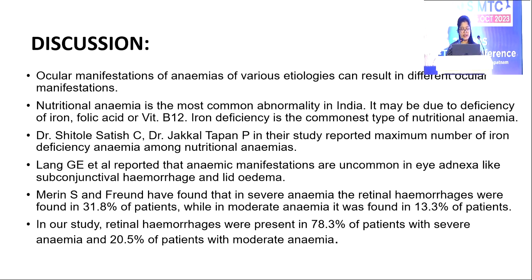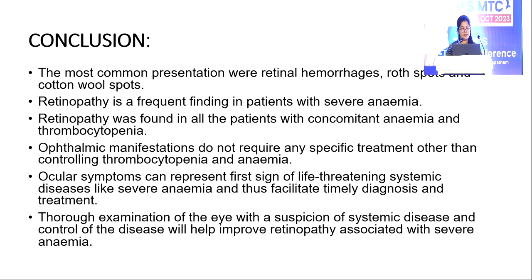In our study, retinal hemorrhages were present in 78.3% of patients with severe anemia and 20.5% of patients with moderate anemia. The most common presentation were retinal hemorrhages, rod spots, and cotton wool spots. Retinopathy is a frequent finding in patients with severe anemia. Retinopathy was found in all patients with concomitant anemia and thrombocytopenia. Ophthalmic manifestations do not require any specific treatment other than controlling thrombocytopenia and anemia.